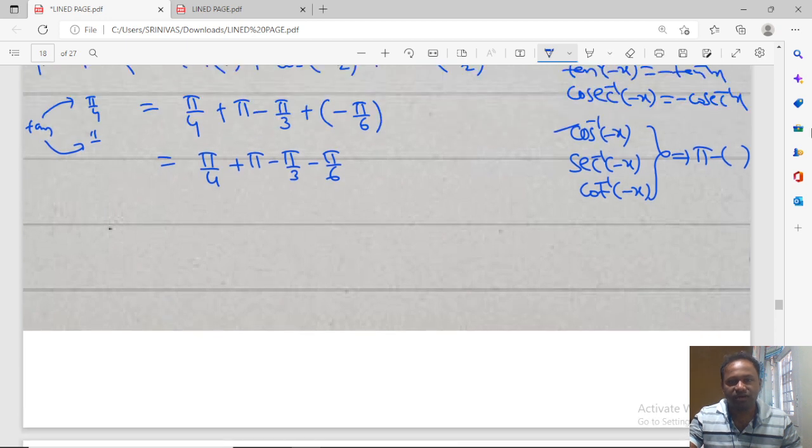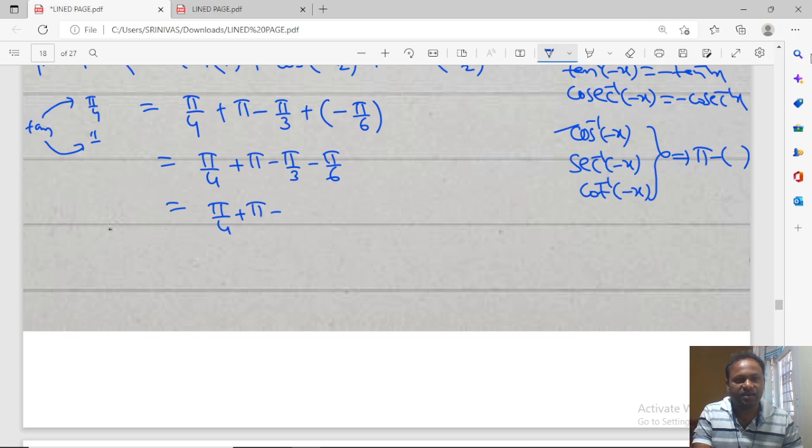I will try to do it in a simple method. Of course, if you want, you can do LCM also, but I will do it like this: pi by 4 plus pi minus pi by 3 is nothing but 60. Sorry, pi by 6 is nothing but 30. So 60 plus 30 means 90. We can write it as pi by 2.